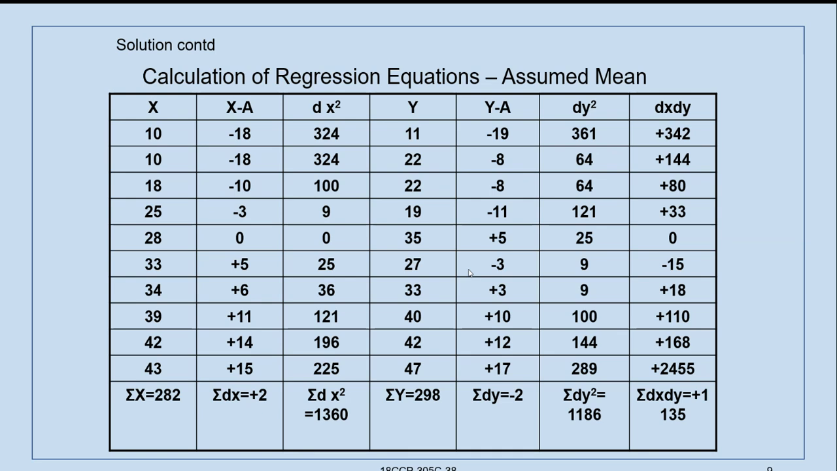So X minus A, that is 28, the assumed mean we have taken. So 10 minus 28, 10 minus 28, 18 minus 28, 25 minus 28, 28 minus 28, 33 minus 28, 34 minus 28, 39 minus 28, 42 minus 28, and 43 minus 28. Then we can take sigma dx to get the total of the dx column, that is plus 2.